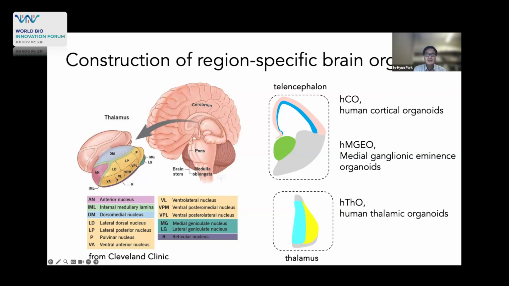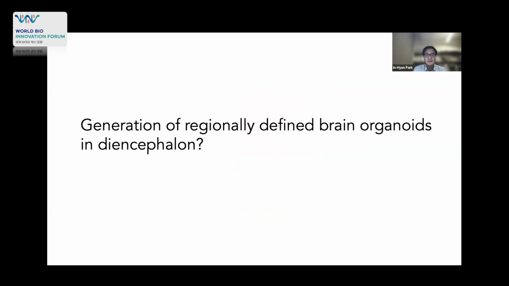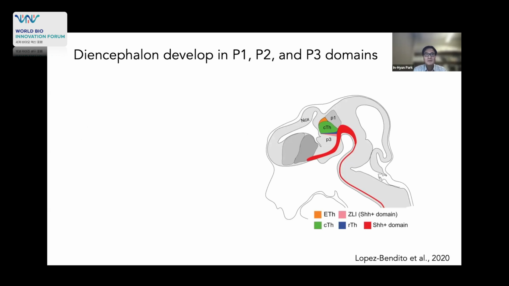These connect to different areas. So in our lab, one of the main efforts is to reproduce the different areas of the thalamus and cortex by using brain organoids. This is our goal. Because not many people are familiar with thalamus and diencephalon development, let me quickly introduce the development of the diencephalon.